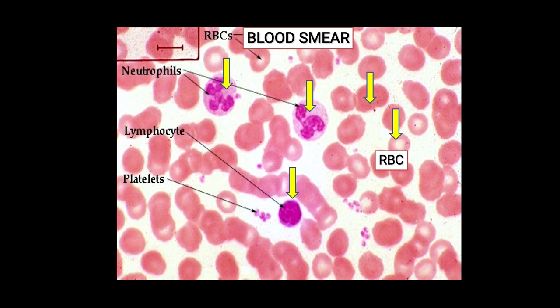Then you have the WBCs. You can see they have nuclei, different shapes of nuclei. So accordingly, we have different types of WBCs. And then these small fragments of cells, they are the platelets. So very tiny fragments you can see. They are part of bigger cells and they are called platelets.